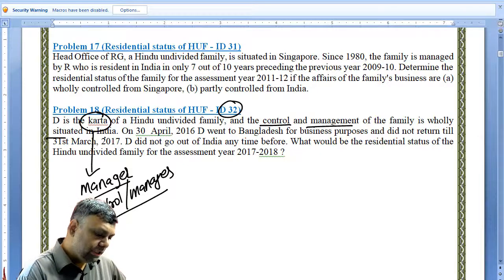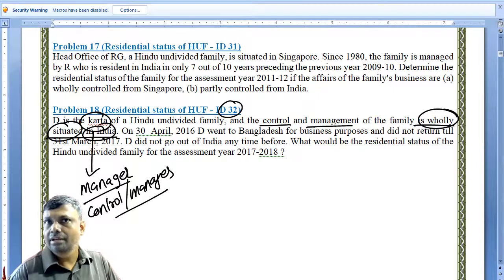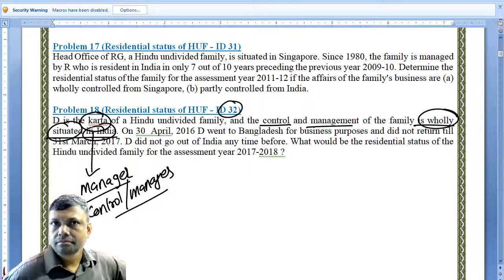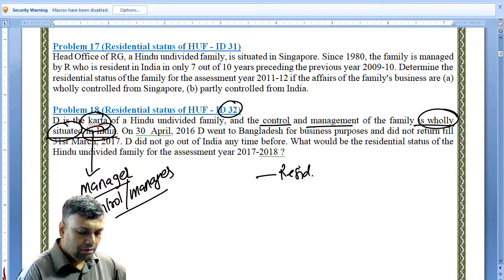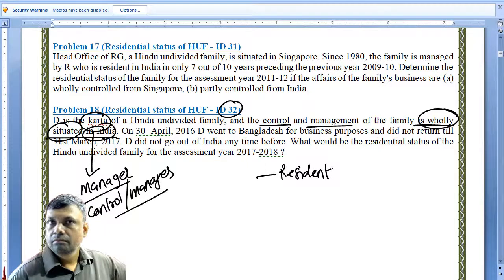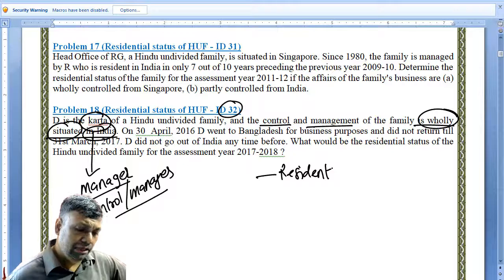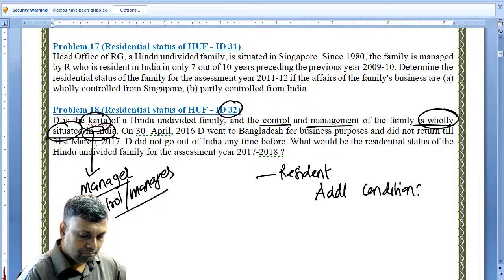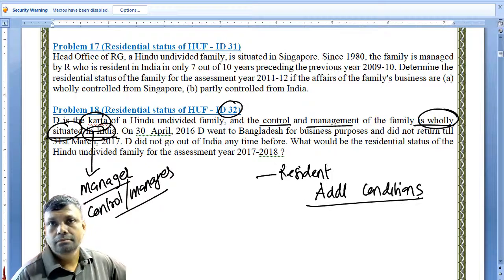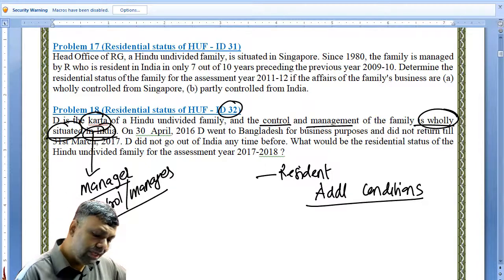So the family is wholly situated in India. The very fact that it is wholly situated in India, you will take it as an answer that yes, you are resident. So I've already got the answer that you are resident, because the test of residence is based on control and management. So that control and management is satisfied, that's okay. We are comfortable with that. Then you have to test the additional conditions. Additional conditions you have to test with D, the Karta.